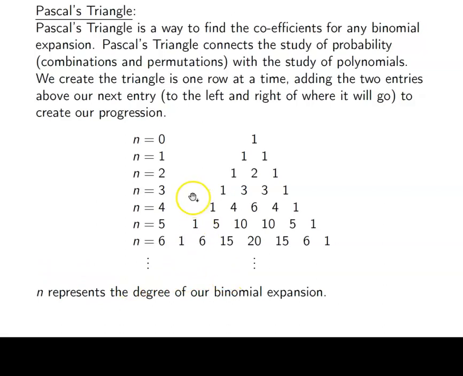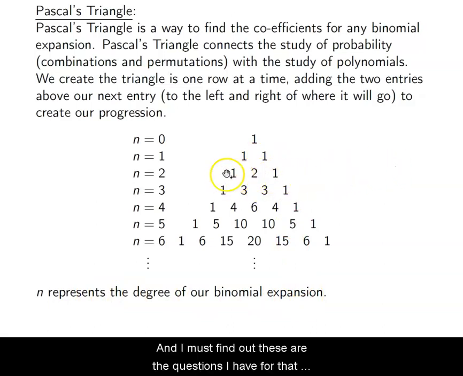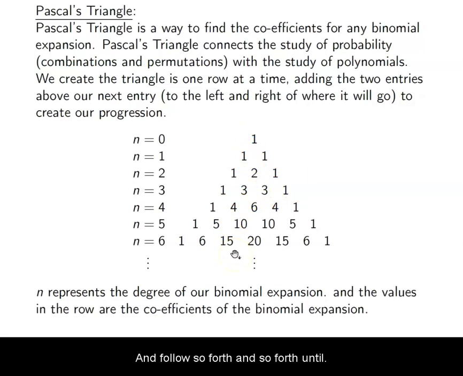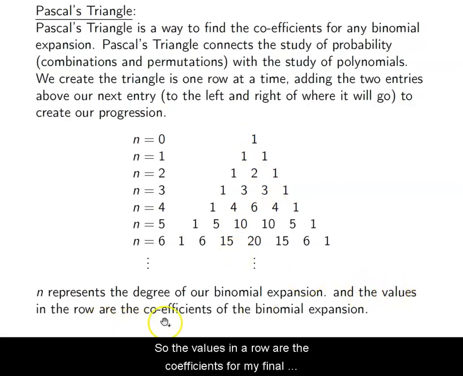These are the coefficients for a binomial expansion, okay? Think about 1, 2, 1. If I have x plus 1 squared and I multiply it out, these are the coefficients I have for that expansion. If I have x plus 1 cubed, these are the coefficients for that expansion. This would be x cubed, 3x squared, 3x plus 1. And it follows so forth and so forth, okay? So the values in the row are the coefficients for my binomial expansion.